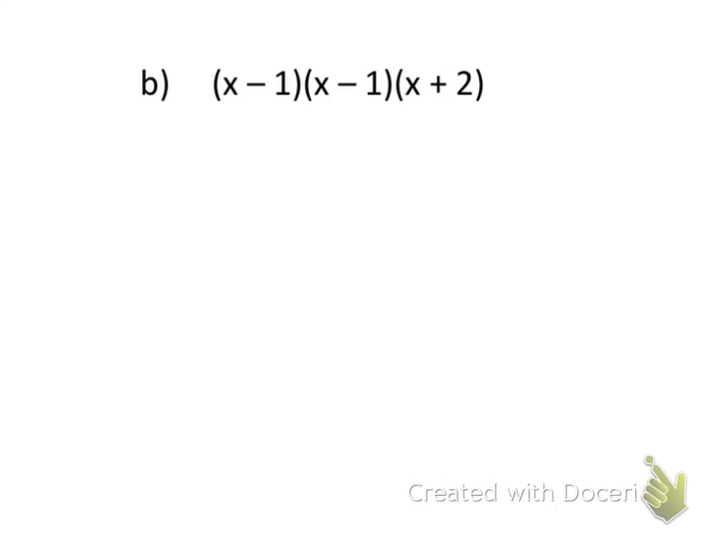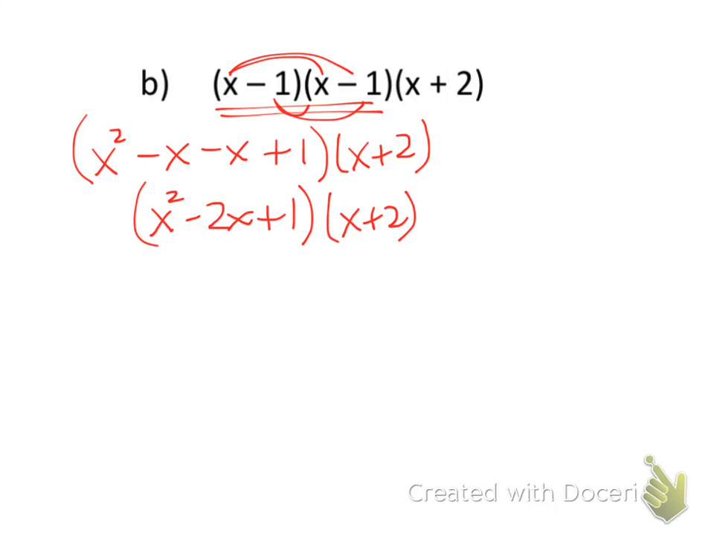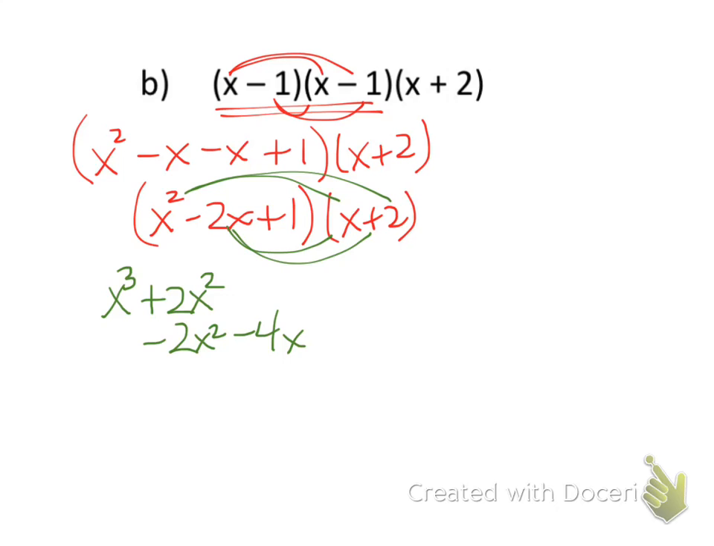When you have 3 sets of parentheses, you can only multiply together 2 things at a time. So the first thing we're going to do is multiply together the x minus 1 times the x minus 1. When you do that, you'll get x squared minus x plus 1. Don't forget that we're still multiplying it by the x plus 2. To make things a little bit simpler, I would combine like terms first. And then again, you need to multiply everything in the first parentheses by everything in the second parentheses.